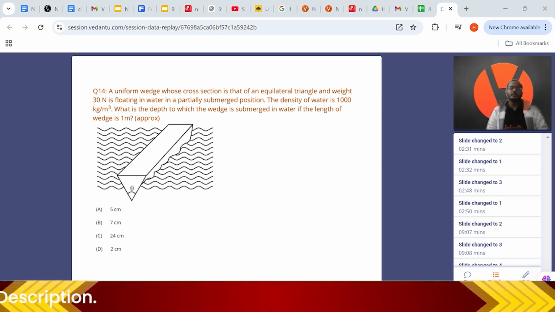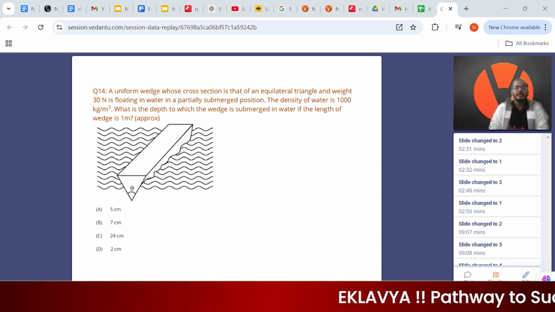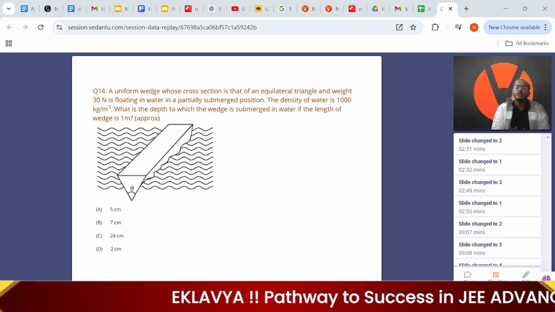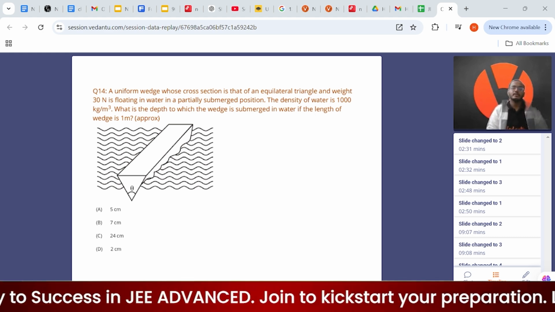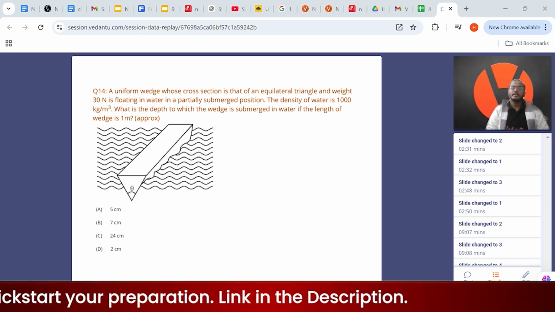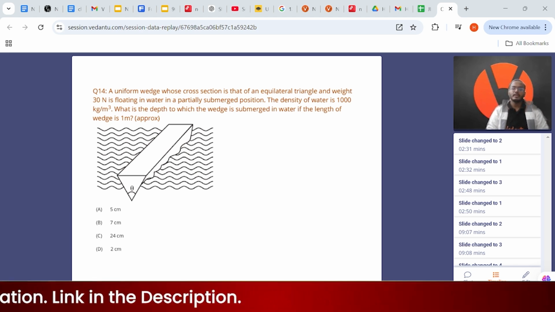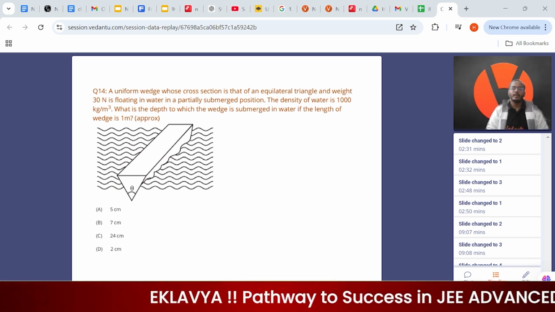This is actually a nice question. You just have to think a little bit while solving this. See, a uniform wedge whose cross section is that of an equilateral triangle and weight 30 Newton is floating in water in a partially submerged position. The density of water is 1000 kilograms per meter cube. What is the depth to which the wedge is submerged in water if the length of the wedge is 1 meter?